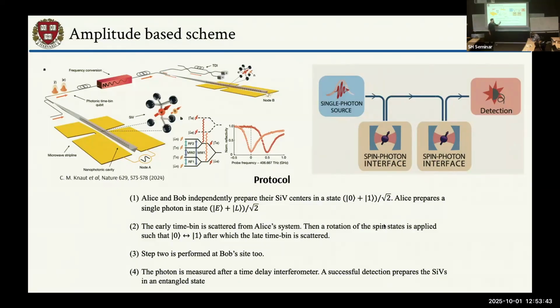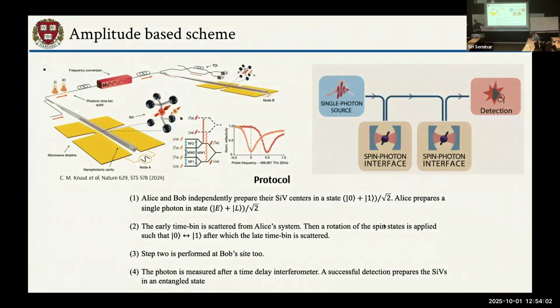Okay, the early time bin is scattered from Alice's system. Then we do a rotation of the spin states, such that we flip 0 and 1, after which the late time bin is scattered. And here, again, assume that we're in the case where if we're in state 0, we don't get reflection.